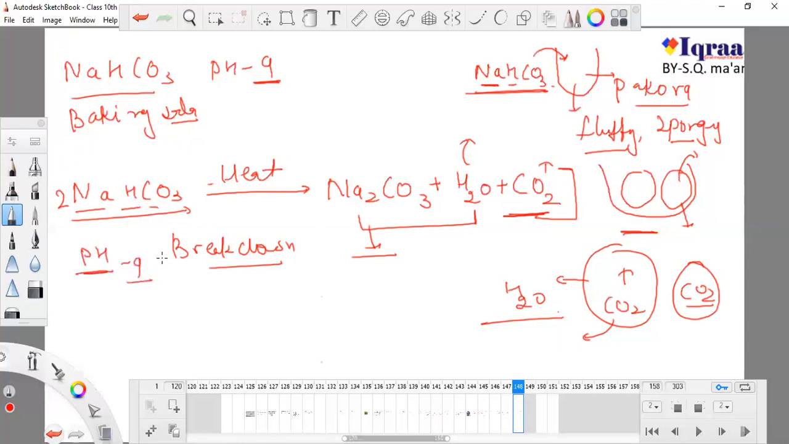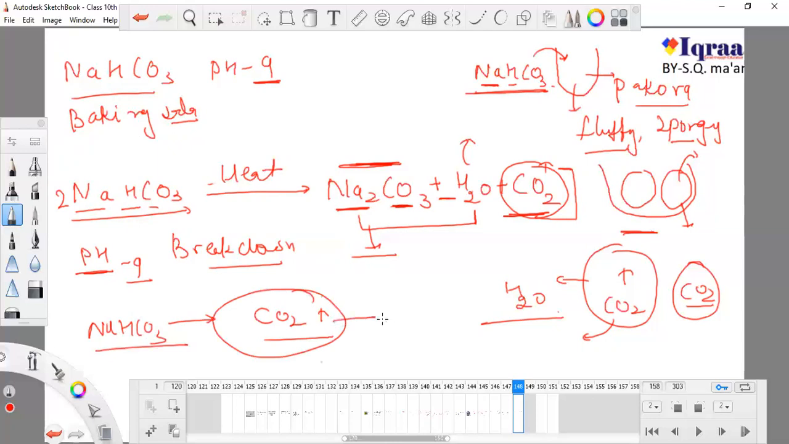I can use it in food items, and when I heat it, it will form a salt, sodium carbonate, which we also know about, and water and carbon dioxide. This carbon dioxide is making my idli, my dosa, my pastries, my pakoda, whatever I'm going to cook. So my basic reason for using this salt in food is to create carbon dioxide, which is trapped inside the food items and makes them more spongy, fluffy and soft.